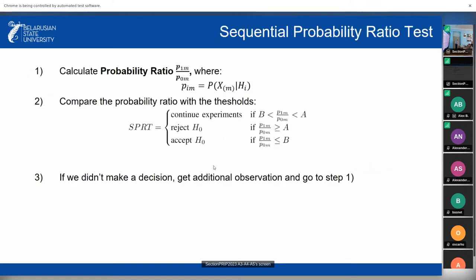Here is an overview of the sequential probability ratio test structure. We define the probability ratio statistic, which is basically the ratio of the probability of getting the sample under the alternative hypothesis to the probability of getting the sample under the null hypothesis. After that, we do the comparison with the thresholds, and if we do not exceed any threshold, we continue the experiments, generate new observations, and carry on until we stop. It is proven that the sequential probability ratio test will stop with probability 1.